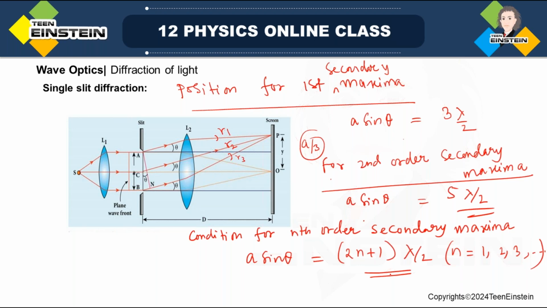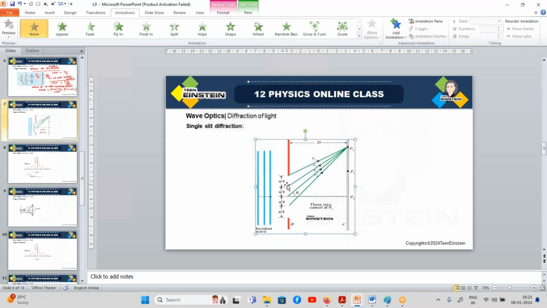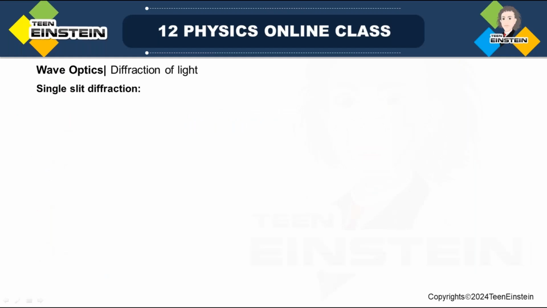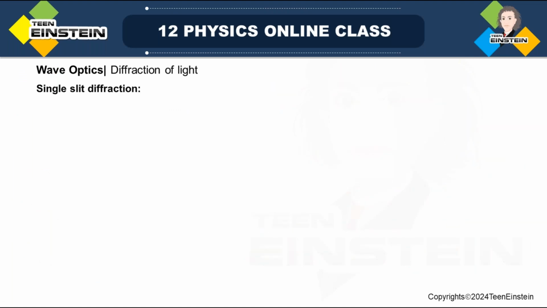Now, I think this figure is not required. I'll just erase this, and here I'll show you a few more things. For the secondary maxima, once we get the general condition, let me find out the position, the linear position.